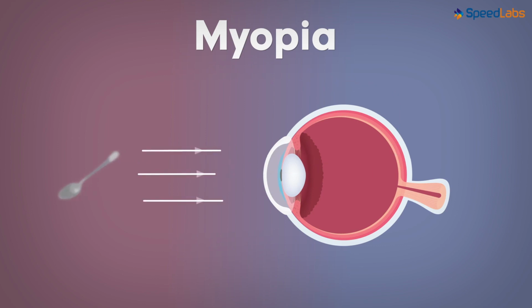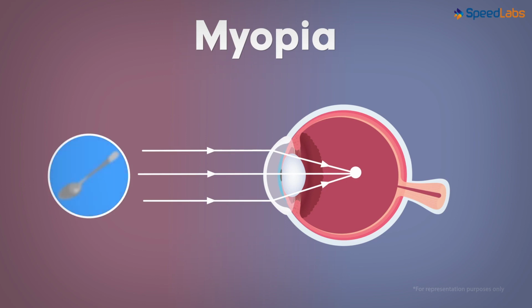No problems there. What about the distant objects? First of all, the light rays from a faraway object coming towards the eye are almost parallel to each other. And when these rays enter the eye, they get converged in front of the retina instead of on the retina. This is the reason for blurriness. But what causes the light to converge in front of the retina rather than on the retina?